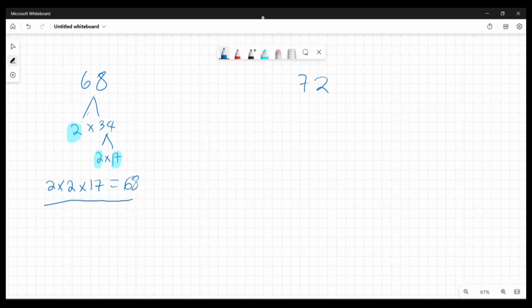Quickly, I want to go faster. Now you want to break down your 72. 2 times what gives you 72? You're going to say 36. And then the 2 is a prime.